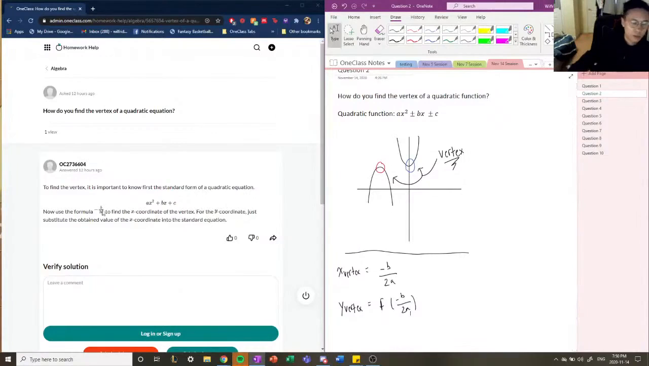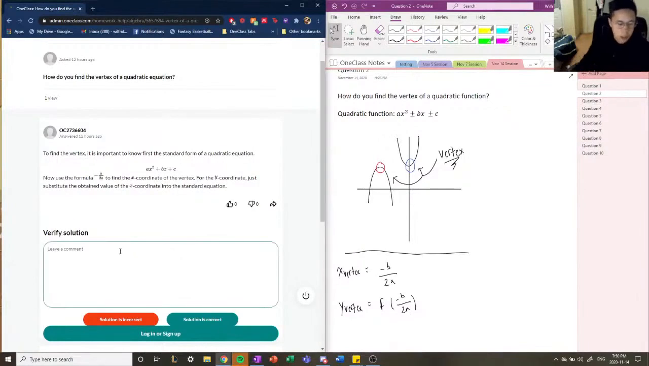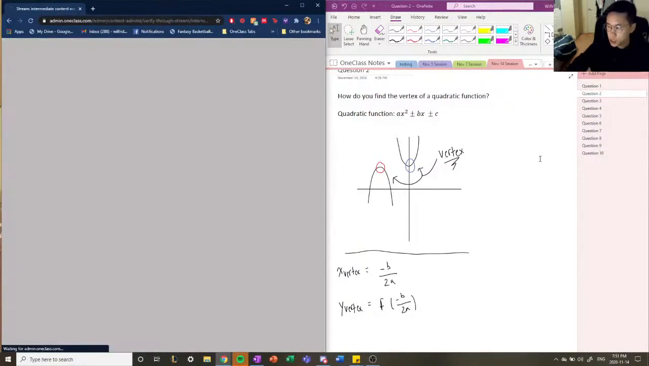And so the junior tutor provided the mathematical computational way of finding it, and the solution is correct. Let's see this answer. Cool. All right, let's move on to question number 3.